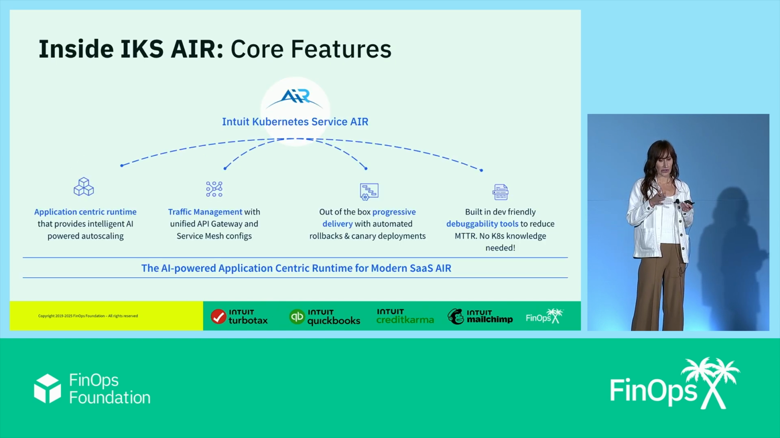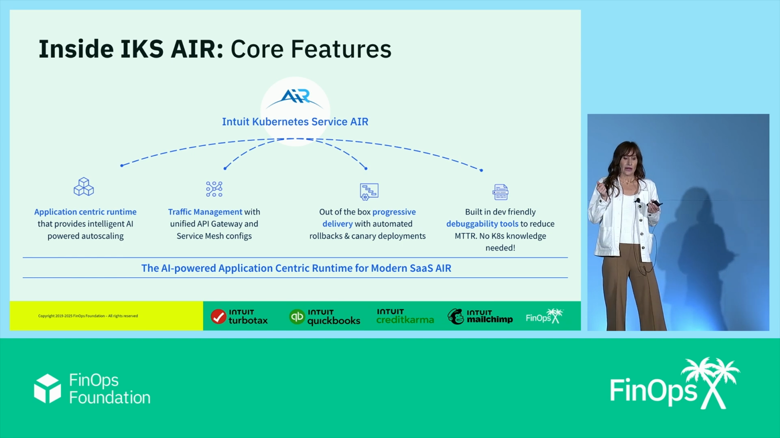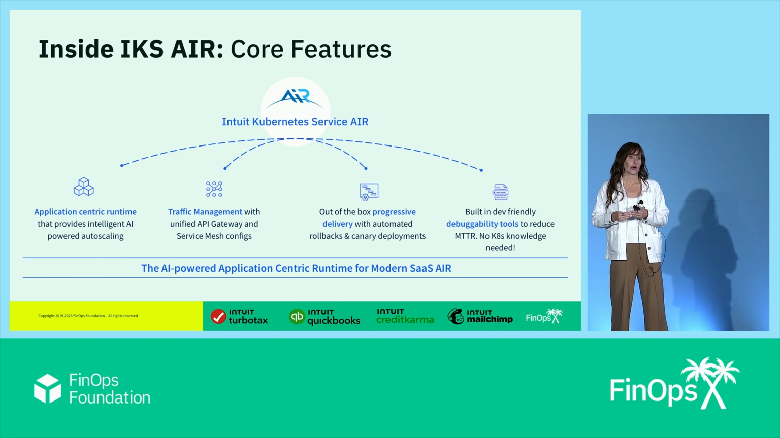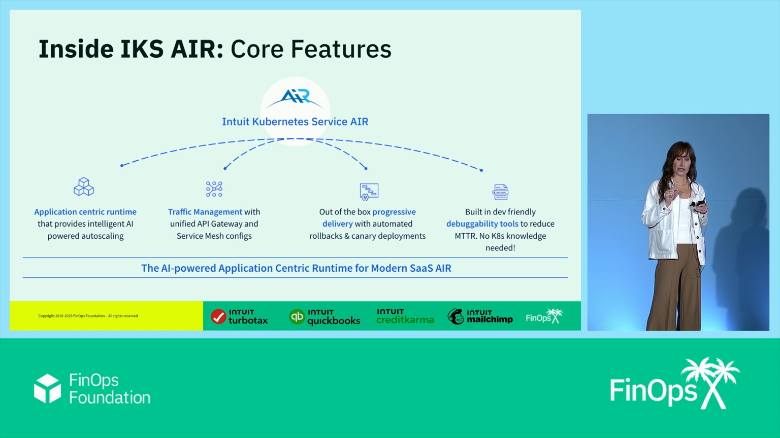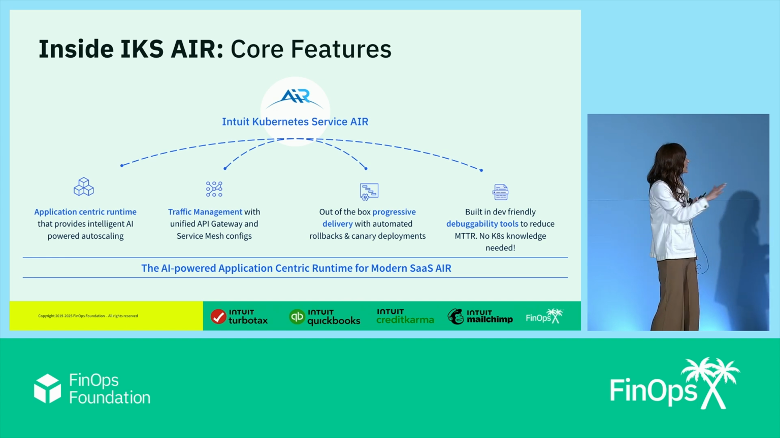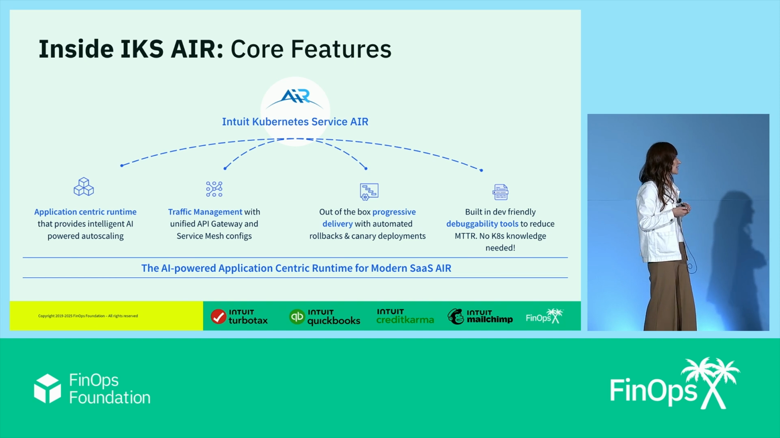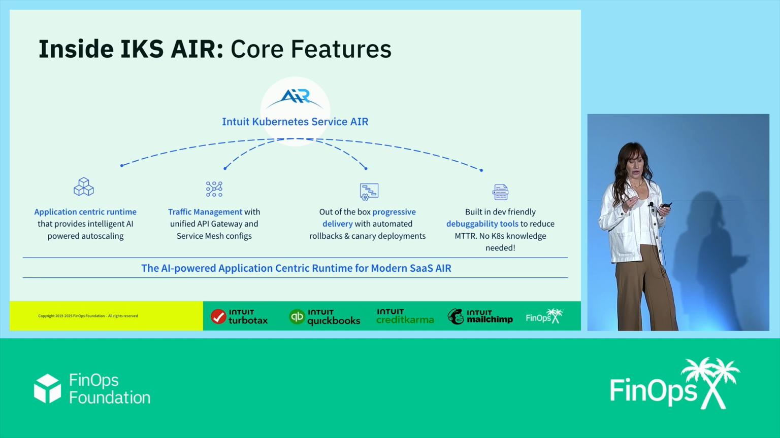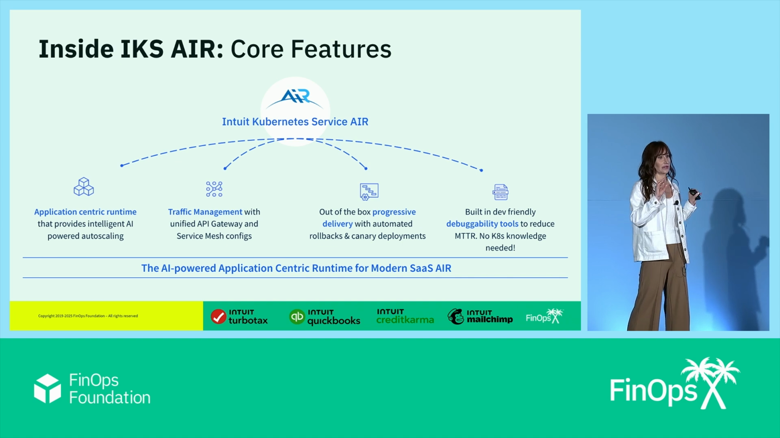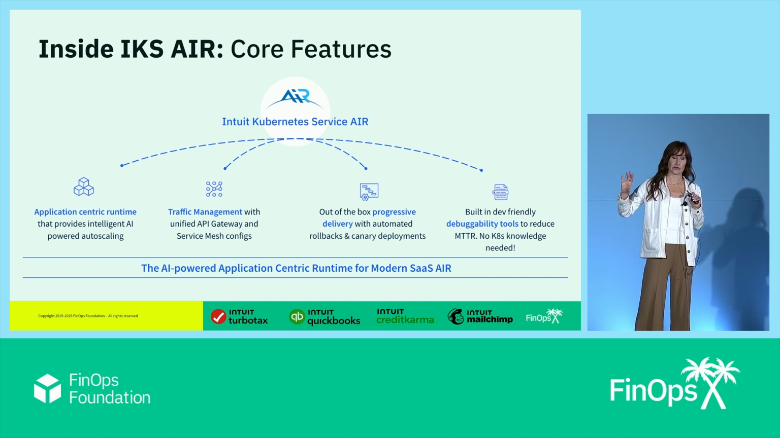So let's briefly cover IKS Air. IKS Air is a type of paved road service that developers can choose during their initial deployment stage. It offers the core features that you see here, but what it is essentially is a pre-configured deployment repo where developers can input their application needs in an infrastructure technology agnostic way. So it decouples the infrastructure needed to run the application from the application needs themselves.